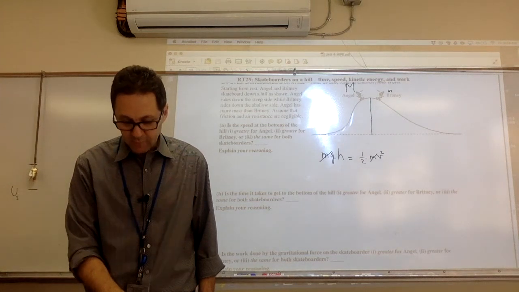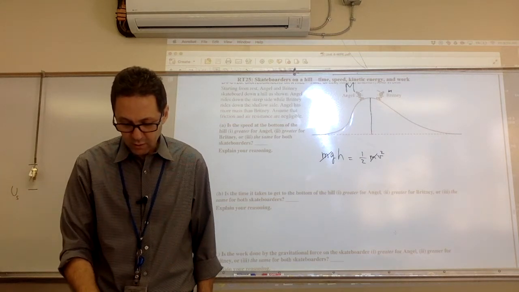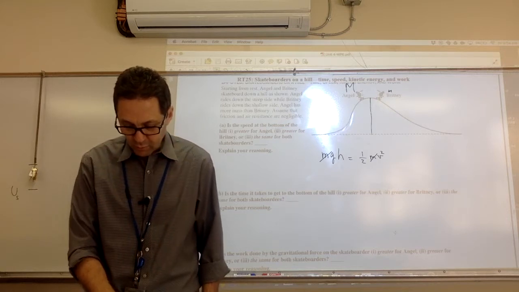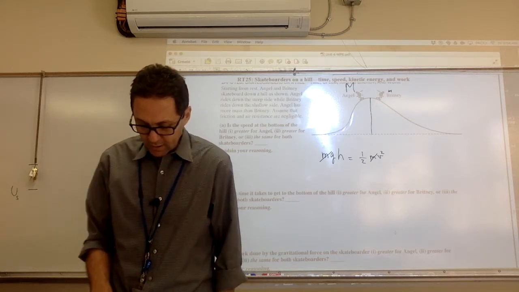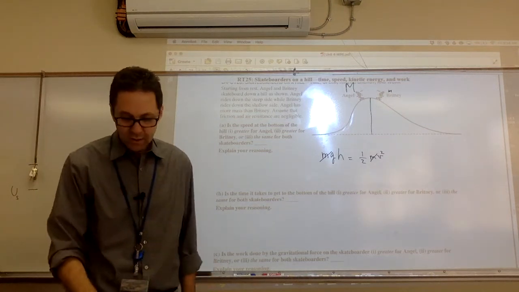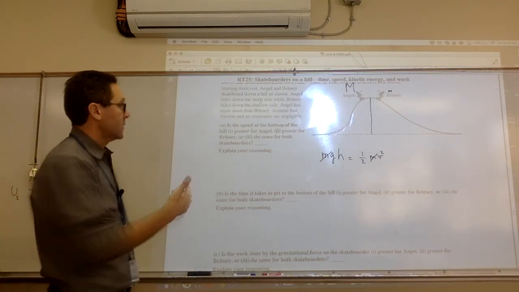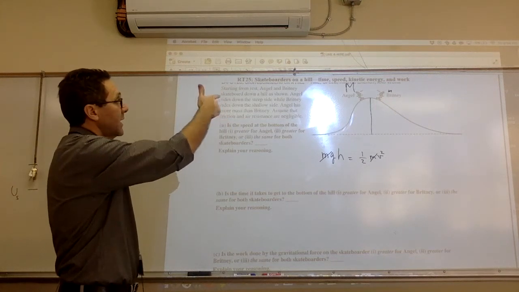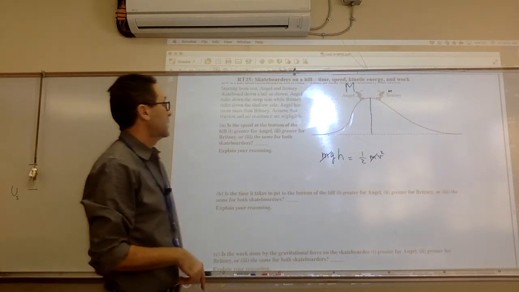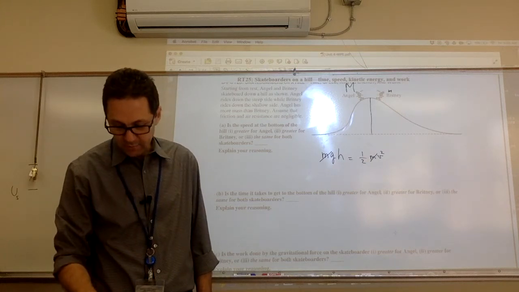I'm at C. Is the work done by the gravitational force on the skateboarder greater for Angel, greater for Brittany, or the same for both skateboarders? Well, I think it's greater for Angel, and the reason is the work done by gravity depends on the mass and the height, that is mgh. The height is the same, but Angel is heavier. So more work is done on Angel than on Brittany. So the answer for that is I.